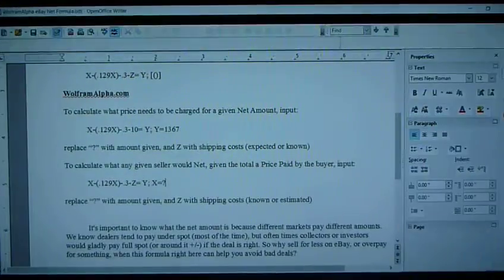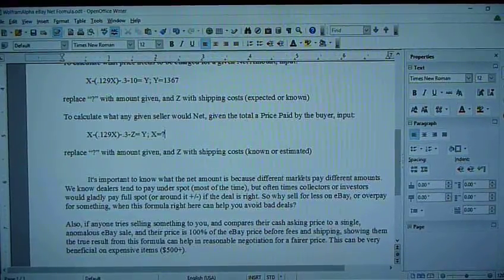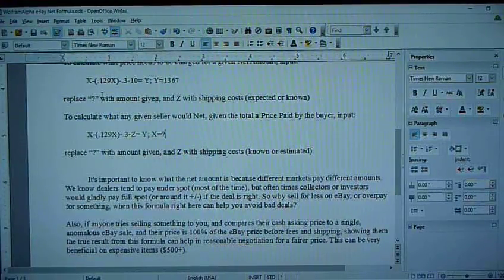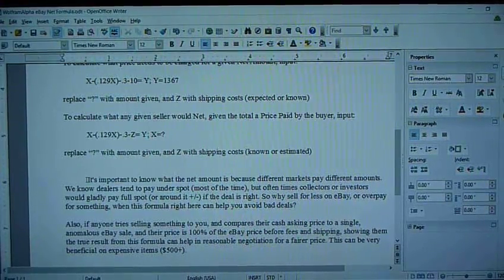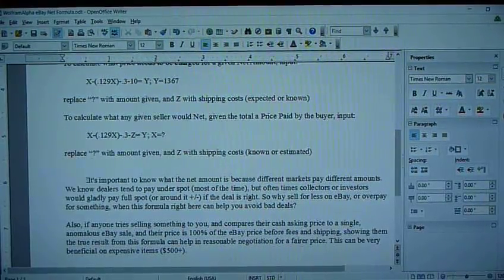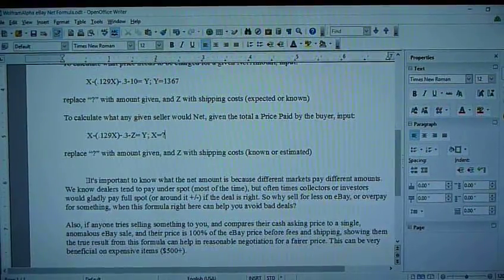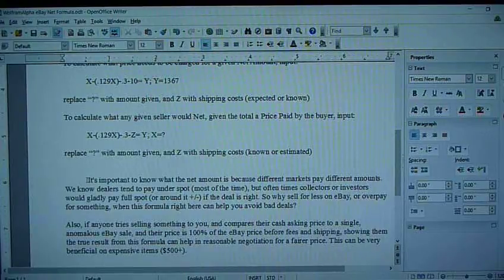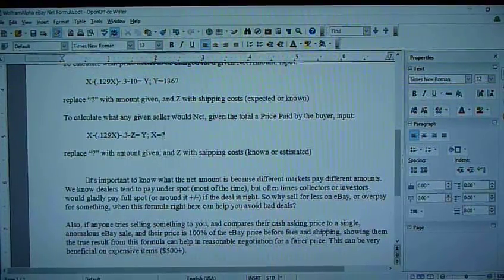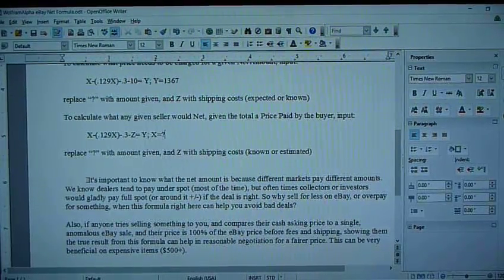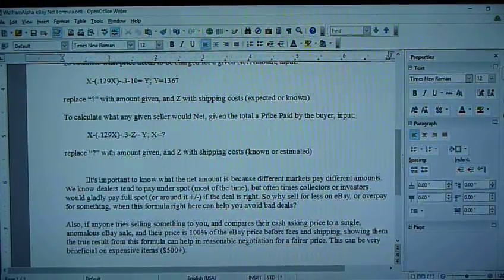But anyway, the reason why this formula matters is that it's important to know what the net amount is, because different markets will pay you different amounts. Dealers tend to pay under spot most of the time. Some pay full spot. But collectors or investors typically almost always pay full spot or around it, if the deal is right, like the coin's not damaged or whatever. So why should you sell something on eBay for less or overpay for anything, whether you're buying or selling, when this formula right here can help you avoid any bad deal?